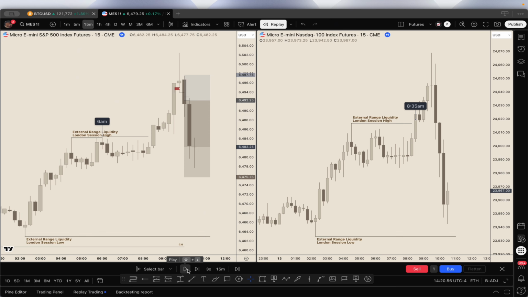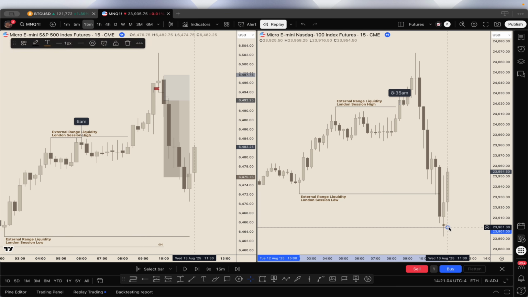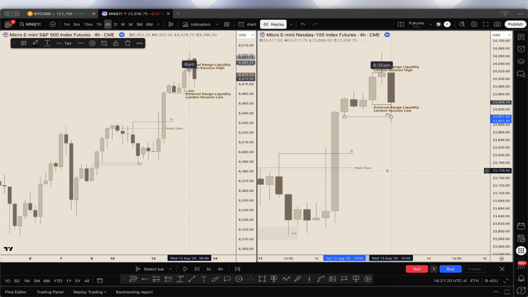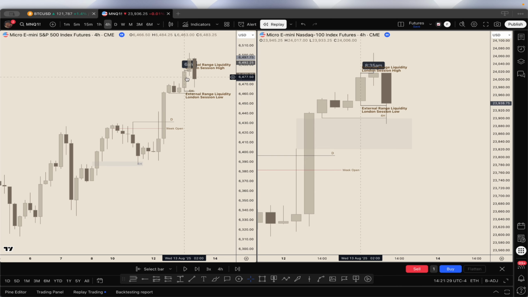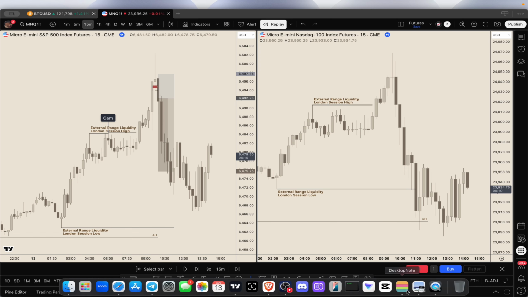And here's what that looked like. Price takes out London session low, enters a 4-hour buy side imbalance on NASDAQ. There's a pullback there, but you can see how that looks over here on S&P. So if I hop out to the 4-hour, you can see there's that 4-hour gap right there. And that was the liquidity pool that got me to my target. And just take a mental note of the formation on the right. Taking out London session high, reversal all the way down, and compare that to the schematic.